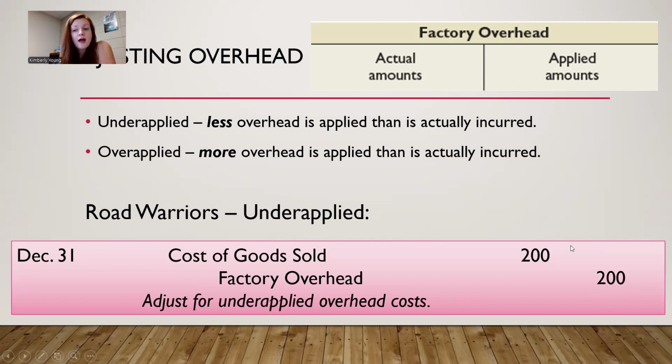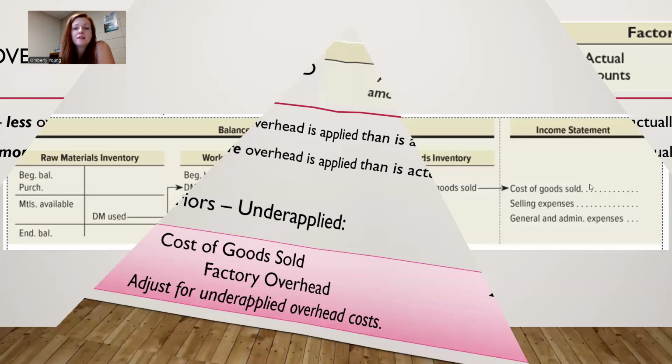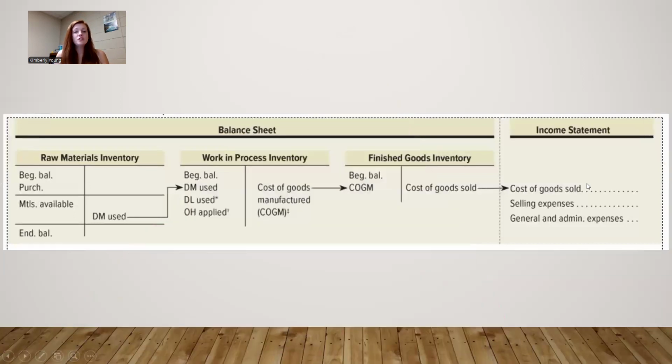If it would have been overapplied, we would have done the opposite. We would have debited factory overhead and credited cost of goods sold, saying, hey, we actually put too much in cost of goods sold. That's awesome. We made more profit than we even expected. So this is just a reminder of how each of these work.